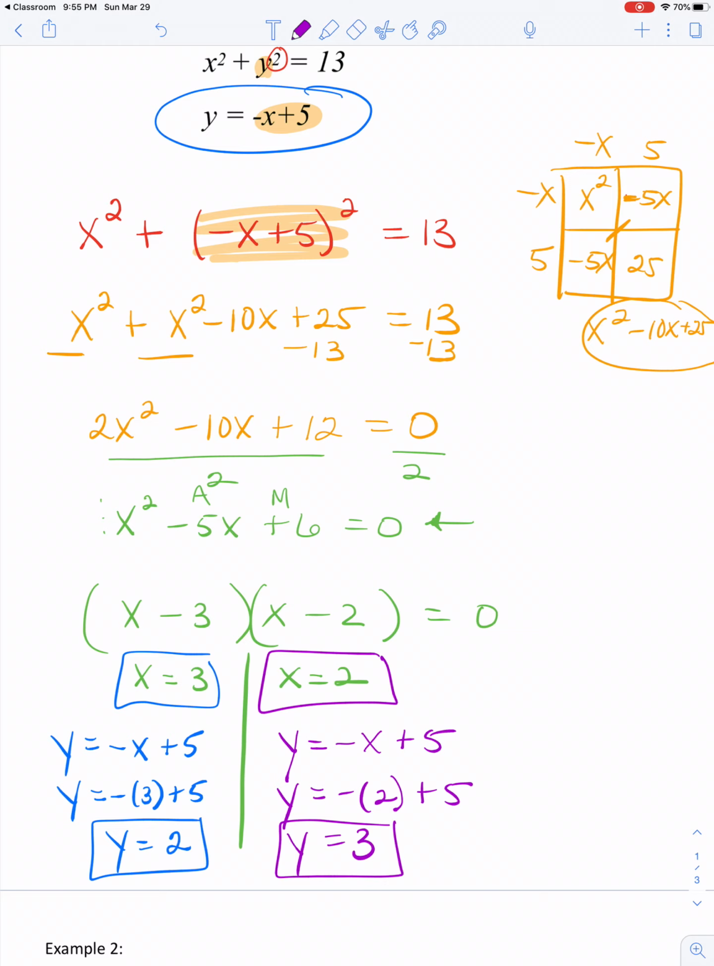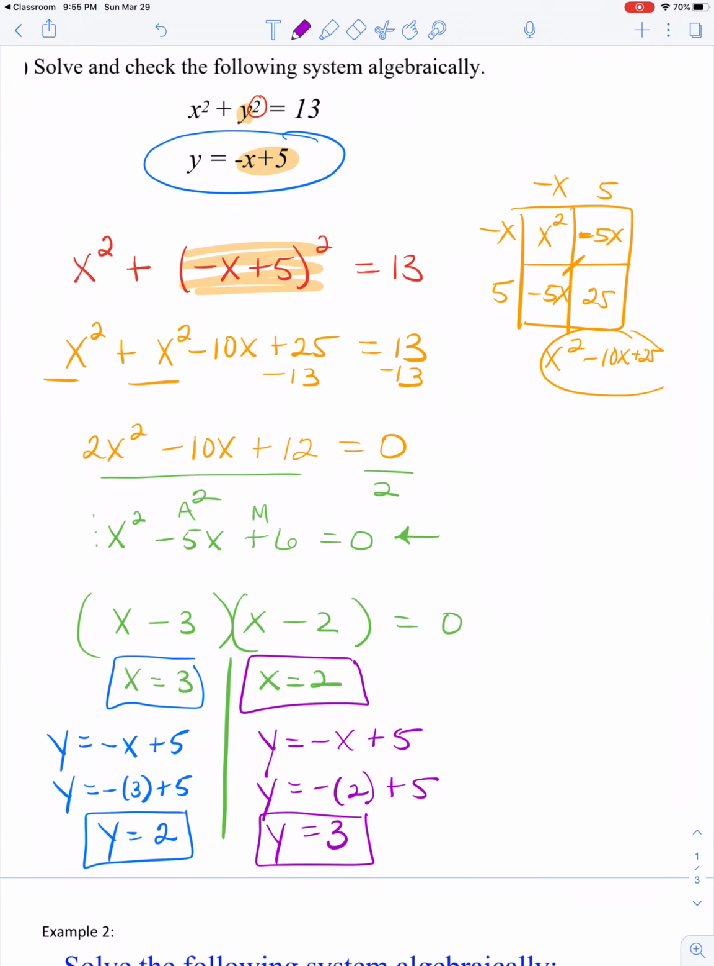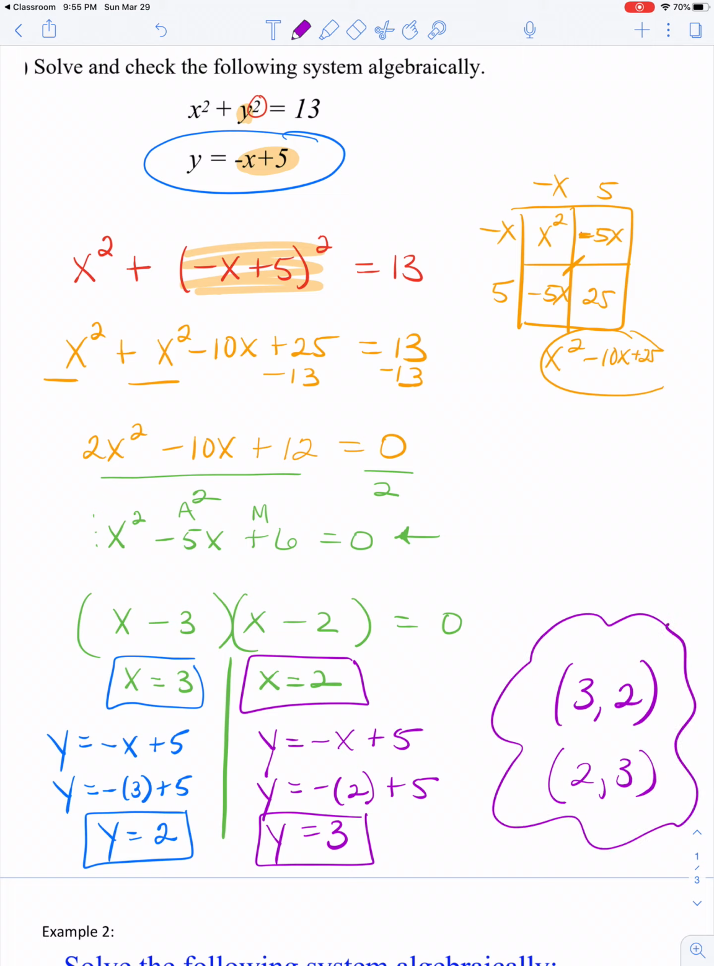So if we were to graph this system, which you could do to check, you would see that it crosses at 3, 2, my first solution, and 2, 3, the second solution. Okay, again, you do not have to write it as ordered pairs.